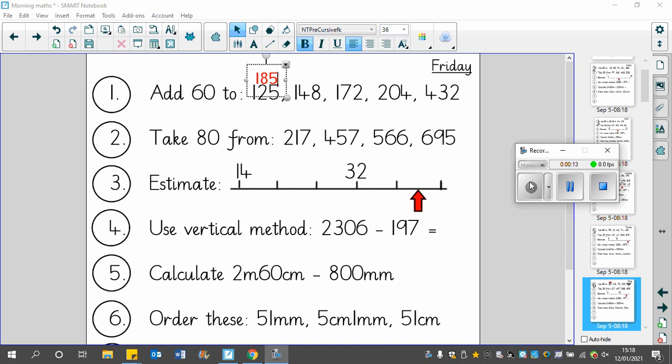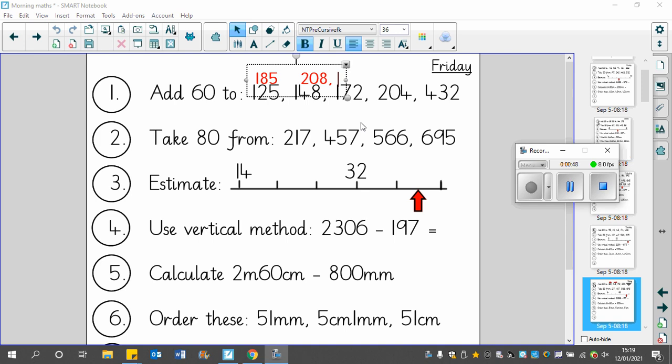125, add 60. Well, 120, add 60 is 180. So 185, the answer is 185. Remember, the ones don't change. Moving on. 148. Now, 140 add 60 is 200, so therefore the answer will be 208, 208 for that one. Remember, the ones don't change whenever we're adding a multiple of 10.